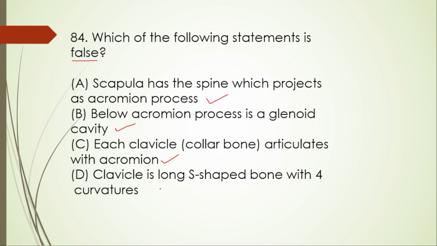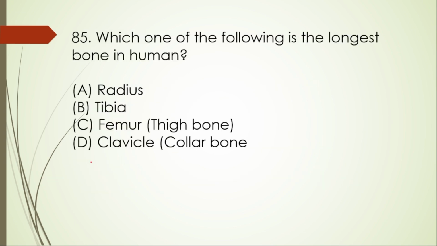No, this one is wrong actually, because it is not having 4, it is having only 2 curvatures. Yes, of course it is S-shaped, but it is having 2, not the 4. Here it is going wrong. So which among them is false? The D one is false. Next, 85.